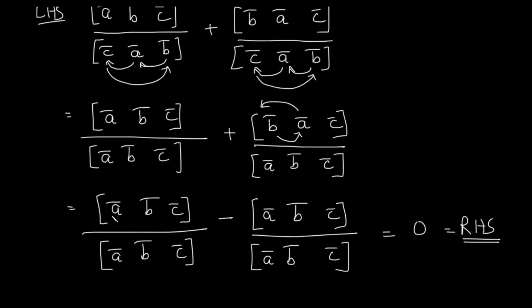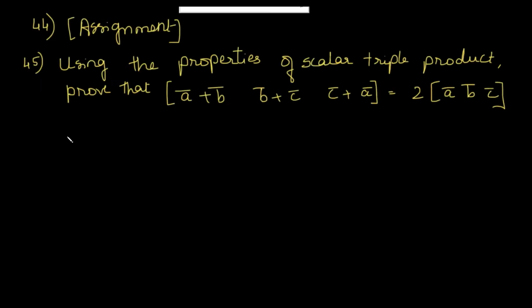Isn't it an easy sum? Now the 43rd sum deals with the vector triple product, which has been deleted by the board actually for this year. So we are not going to do that sum. 44th sum is easy, very easy if you read it and see. So I leave it as an assignment to you. We begin with the 45th sum here. So the question is, using the properties of the scalar triple product, prove that box A plus B, B plus C, C plus A is equal to 2 box ABC.